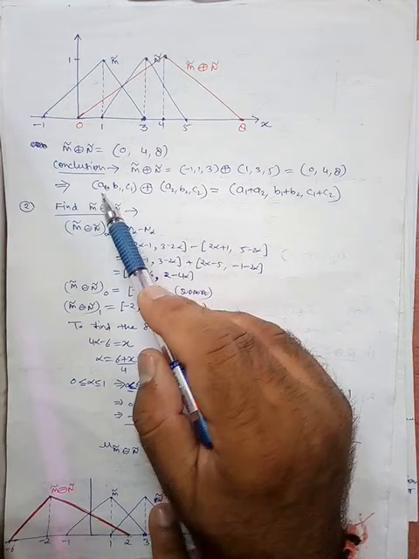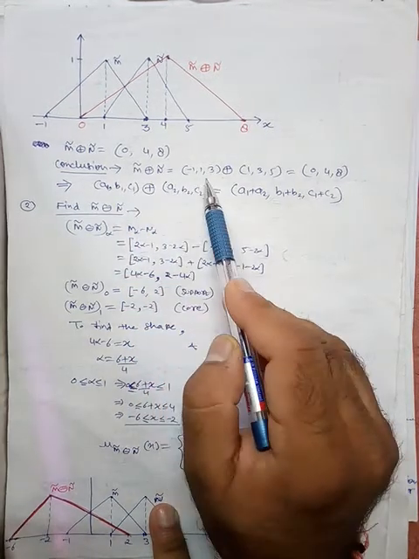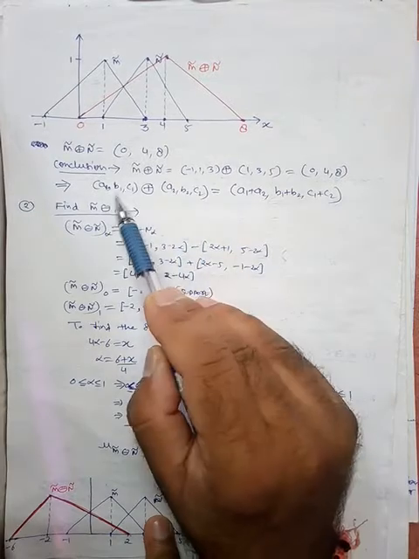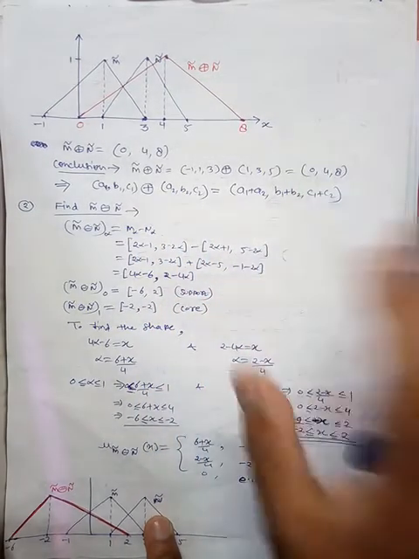So ultimately what we can say is that a1, b1, c1 is a triangular number, a2, b2, c2 is a triangular number. When you add these two, we will get a1 plus a2, b1 plus b2 and c1 plus c2. This is it ultimately.